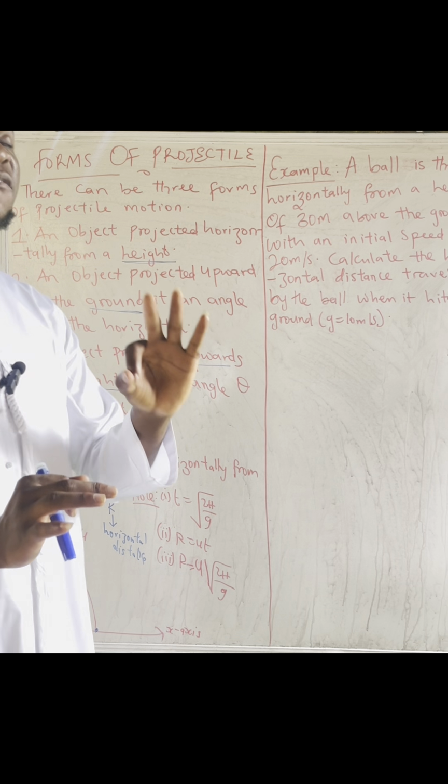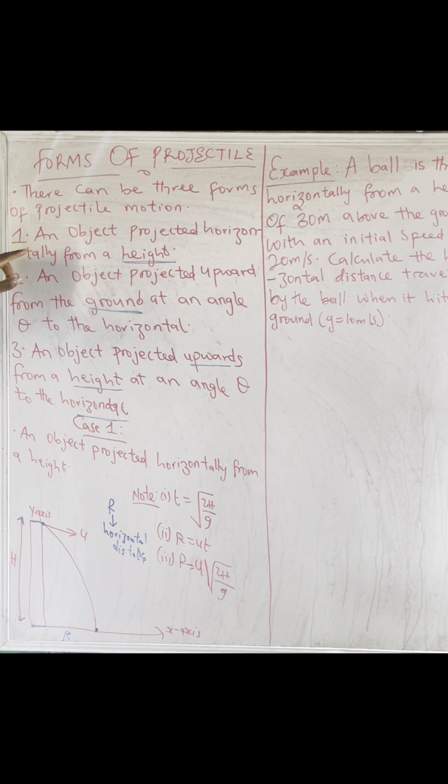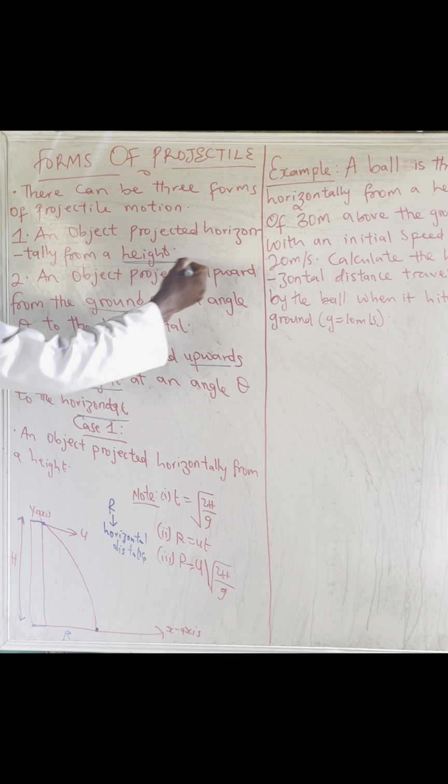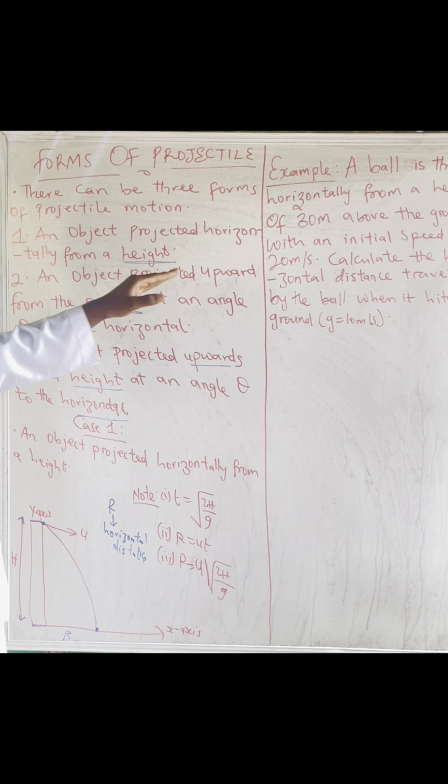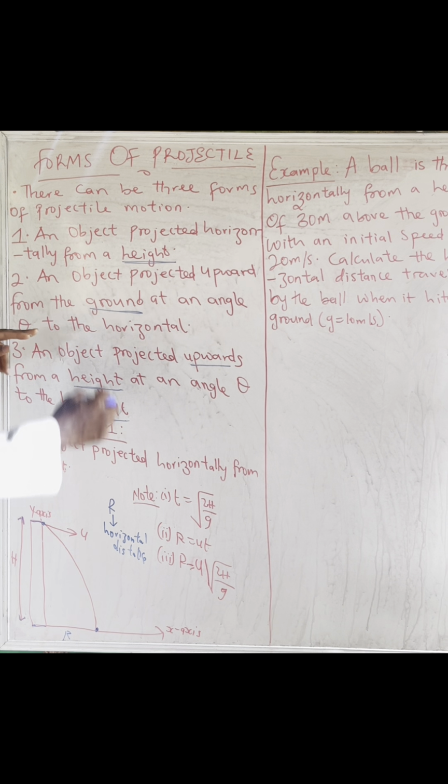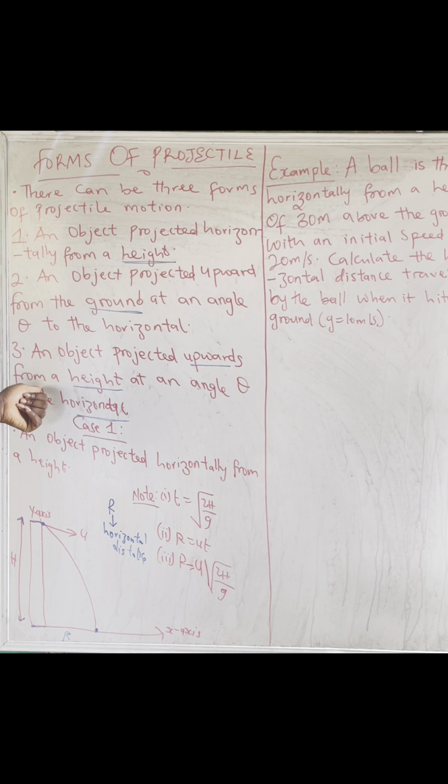We basically have three forms of projectile motion. The first one is an object projected horizontally from a height. The second one is an object projected upward from the ground at an angle to the horizontal. And the third one is an object projected upward from a height at an angle to the horizontal.